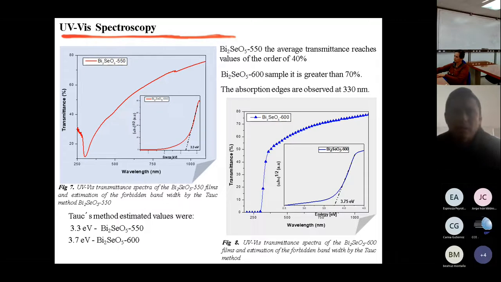Using the Tauc method, we obtained a bandgap of 3.3 electron volts for the samples annealed at 550 degrees Celsius, and 3.7 for the samples annealed at 600 degrees Celsius. It's evident that of the two spectra obtained, the sample treated at 600 degrees Celsius presents a sharp border, showing a better quality in the sample. The bandgap values are close to those reported in the literature.